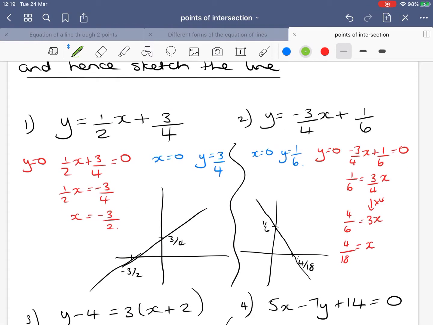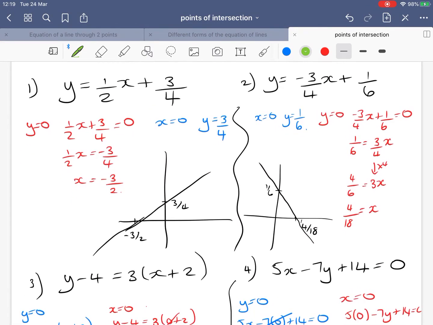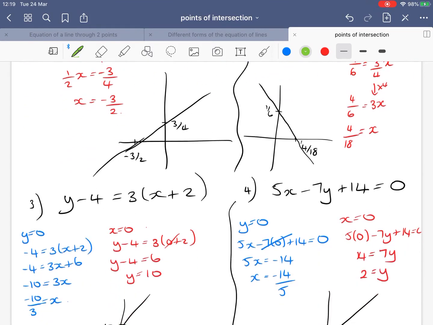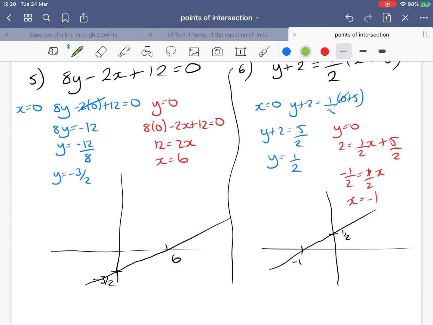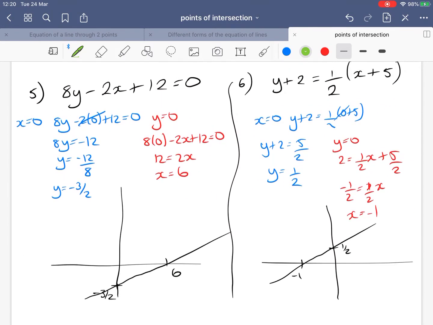Okay, so here are the solutions. So I'm not going to go through these. You can press pause and have a look. So there's question 1, 2. Here's 3, 4. And 5 and 6.